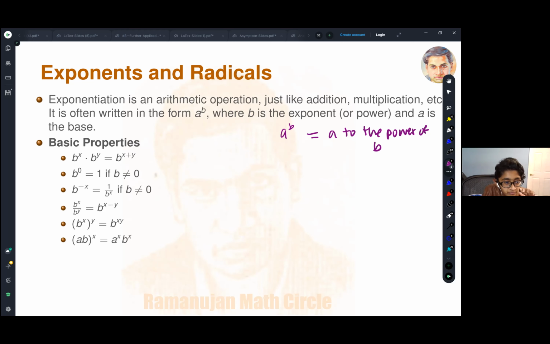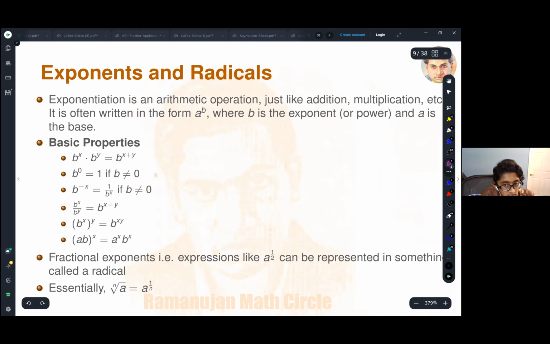And we have b to the x divided by b to the y is equal to b to the x minus y. And then we have b to the x, to the power y, is equal to b to the power xy. We're multiplying x and y, so it's like x times y. And if we have ab to the power x, we can split it up into a to the x times b to the x. So those are exponents.